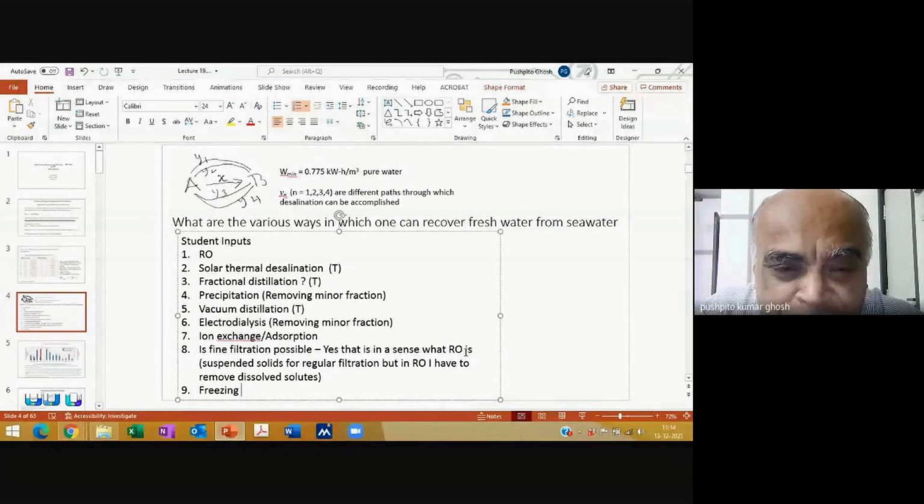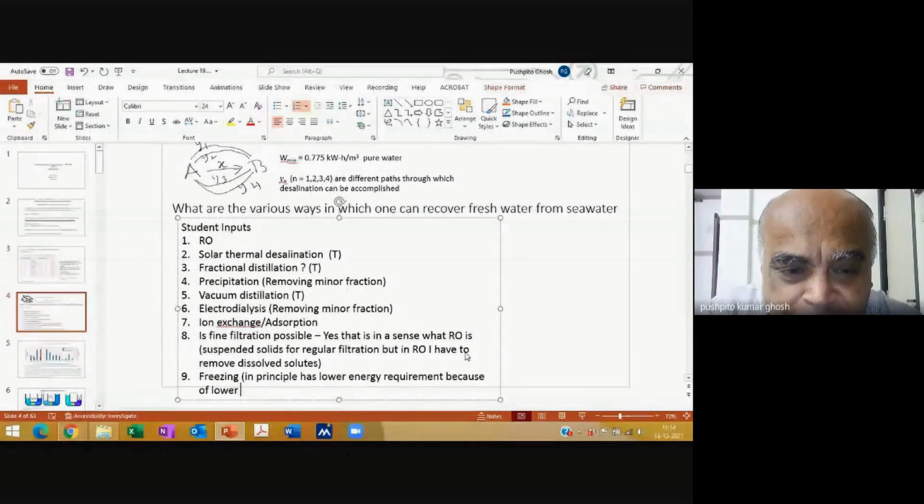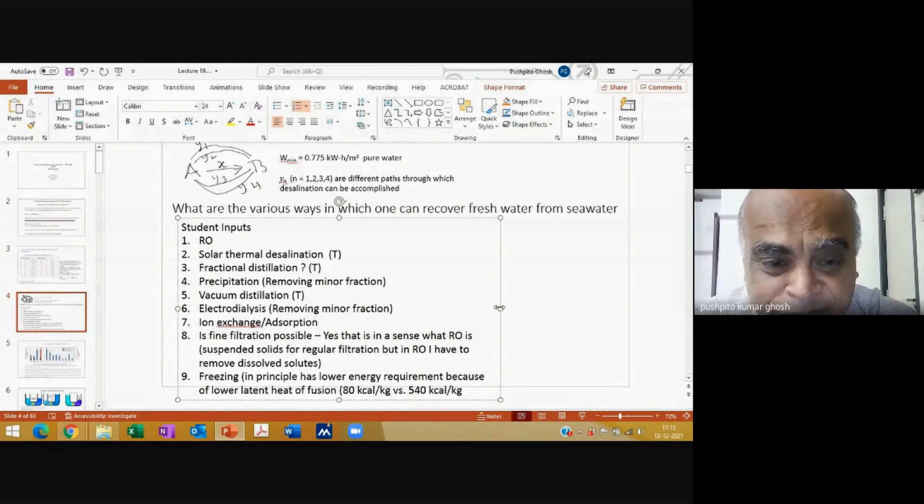Latent heat of vaporization is much higher than latent heat of freezing, right? Yes, sir. So freezing, in principle, has a lower energy requirement because of the lower latent heat of fusion, and that is 80 kcal versus 540 kcal. This class has given some wonderful answers.